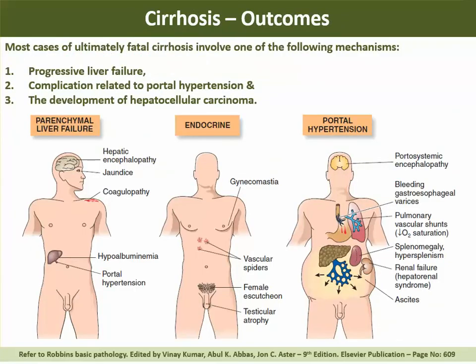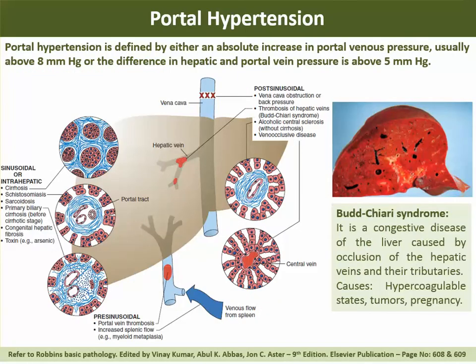Okay, once cirrhosis happens, it progressively leads to liver failure, which we discussed, and produces portal hypertension, and they end up with hepatocellular carcinoma. Let us see what portal hypertension is. Portal hypertension is nothing but an increase in the portal venous pressure, most commonly due to cirrhosis.